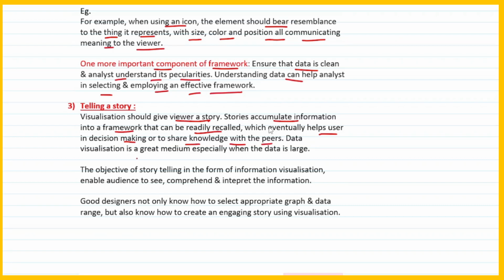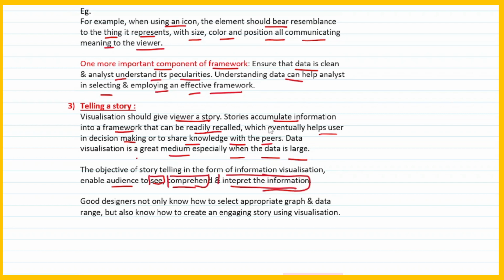Data visualization is a great medium, especially when the data is large. If there is a large quantity of data, data visualization plays a very pivotal role. The objective of storytelling in the form of information visualization is to enable the audience to see, comprehend and interpret the information. This is the core of this point. You should be able to see, comprehend and interpret the information. That's what the telling of a story is all about.